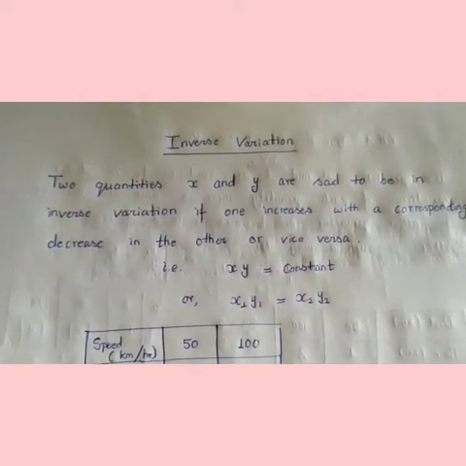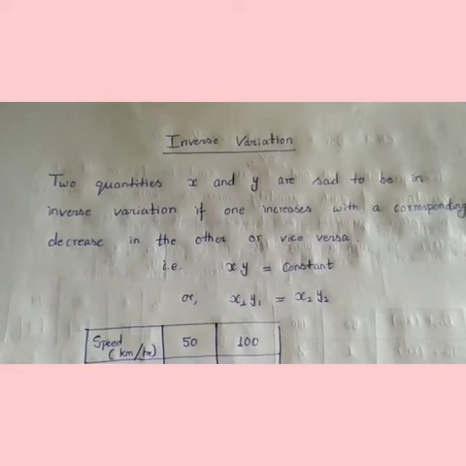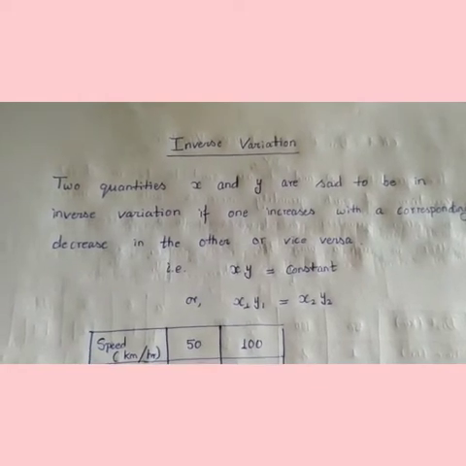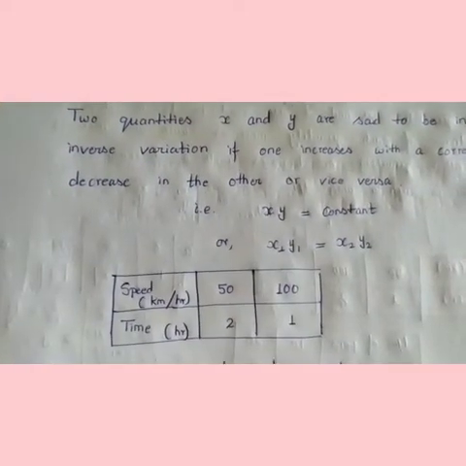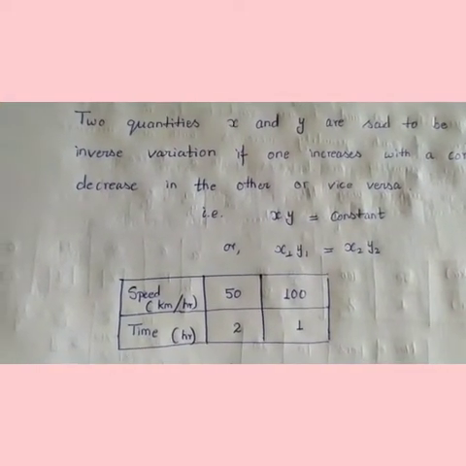And in this case, we have x into y is equal to constant. Their product is constant, or we can write x1 into y1 is equal to x2 into y2. Now let us take an example.